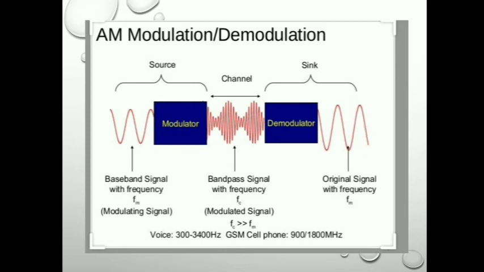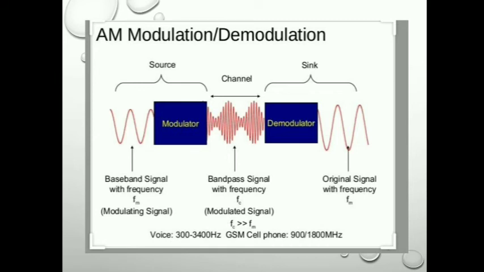It gives the output. See, a band pass signal with frequency, that is the modulated signal. And this is the original signal frequency. This is FM. FM is nothing but the modulating signal, and this is modulated. FC is nothing but the modulated signal, and FM is the original signal.